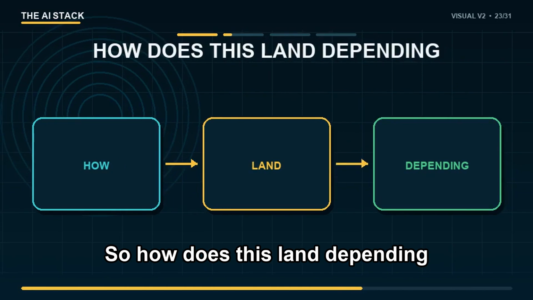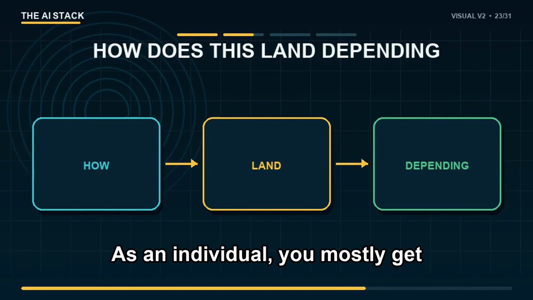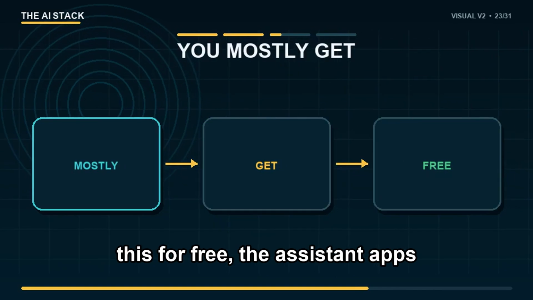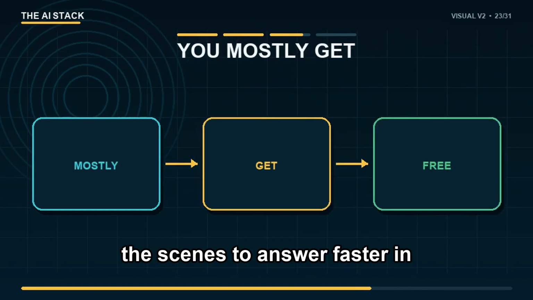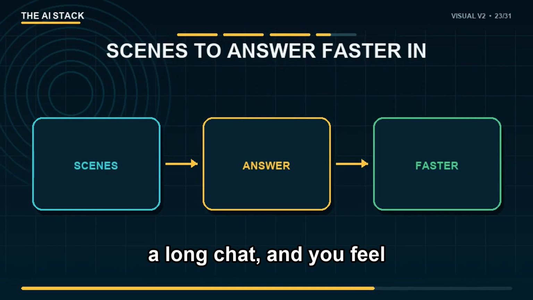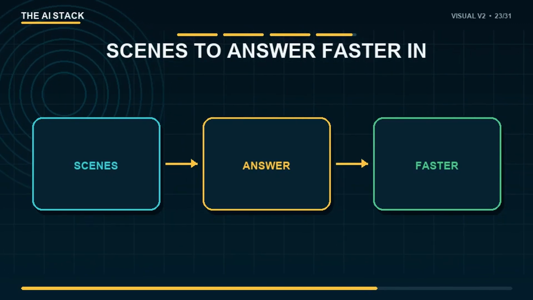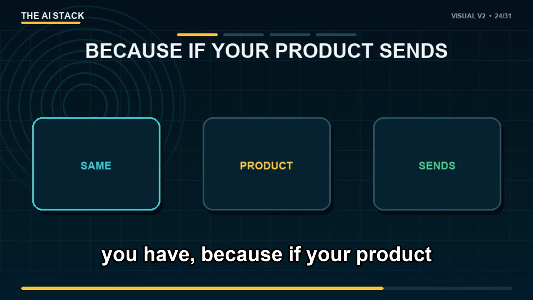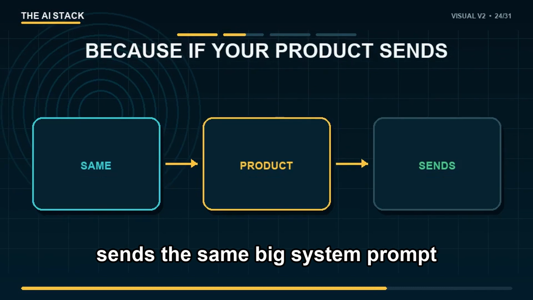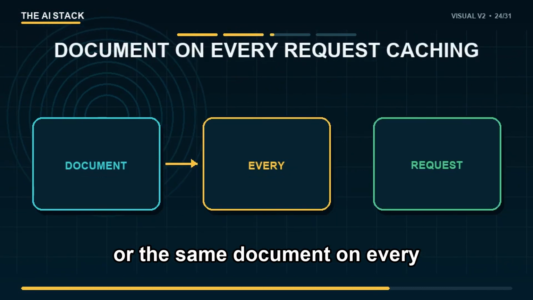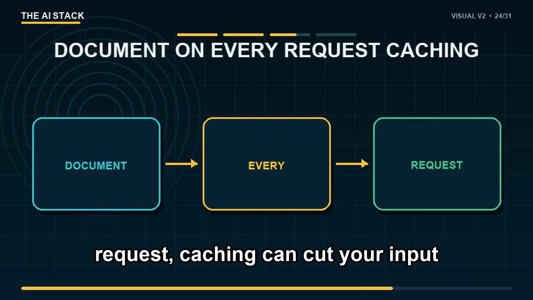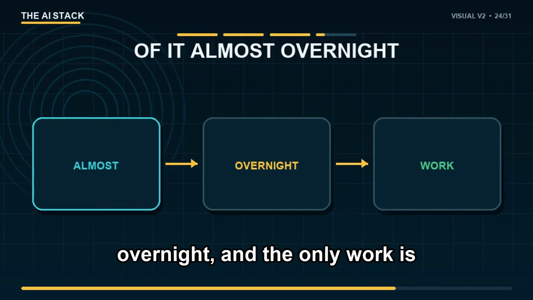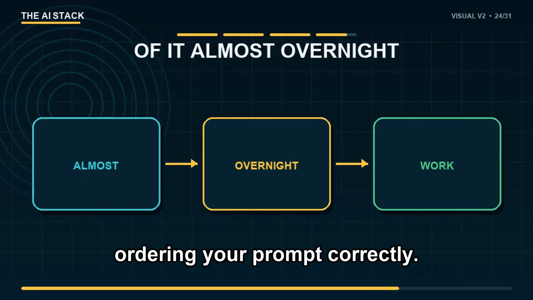So how does this land depending on who you are? As an individual, you mostly get this for free. The assistant apps you use lean on caching behind the scenes to answer faster in a long chat, and you feel it as snappier replies. As a startup, this is one of the highest leverage cost levers you have, because if your product sends the same big system prompt or the same document on every request, caching can cut your input bill by most of it almost overnight, and the only work is ordering your prompt correctly.